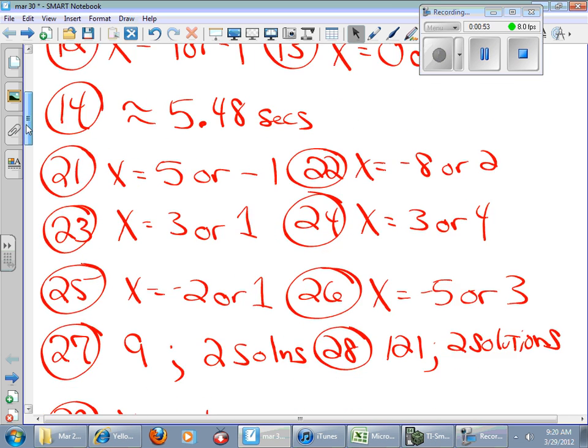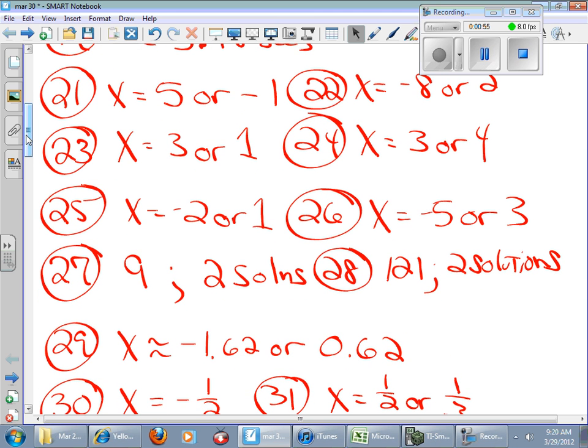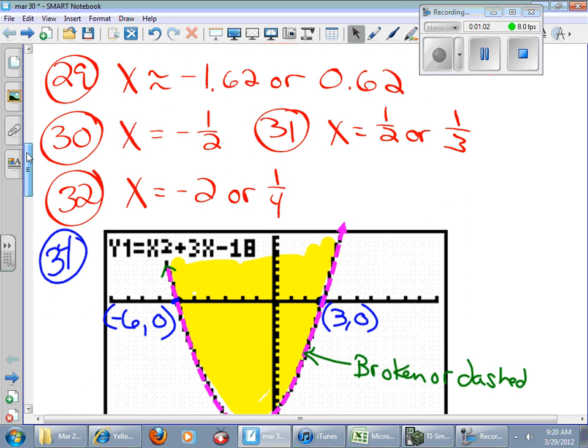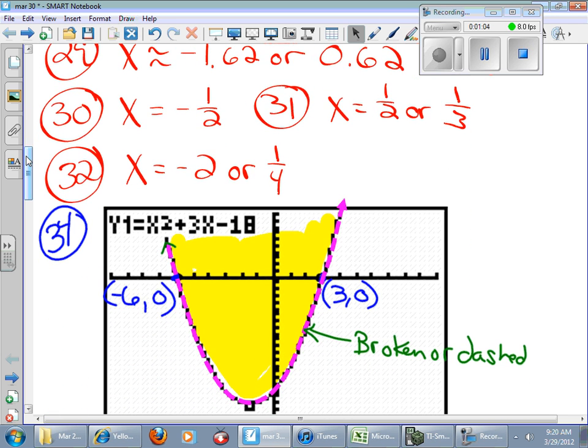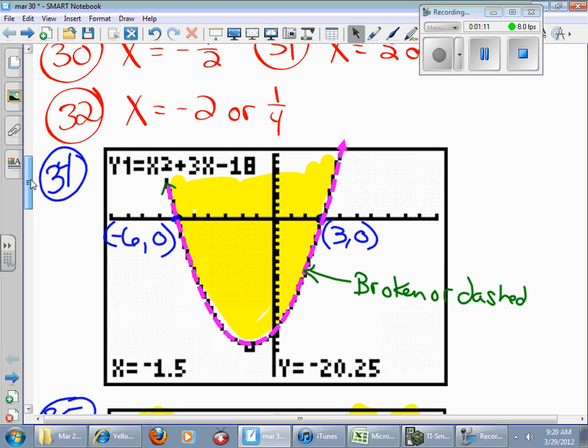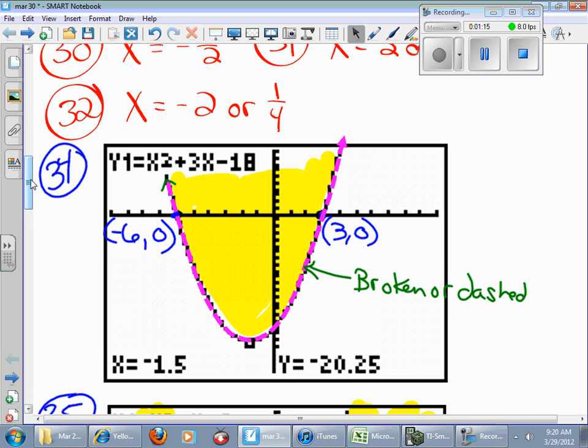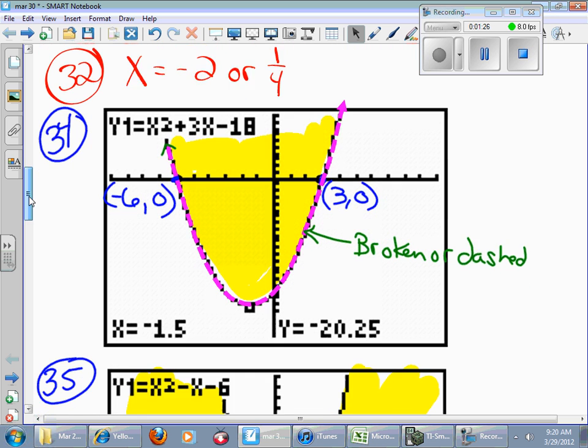All right, so you've probably had enough time to see those. And there's the next set. Again, if you need to pause it, go right ahead. Okay, there's 34. See, I indicated, oh, you can't see my vertex. There it is. -1.5, -20.25. And there's the zeros, and I did the shading, and I made sure you knew it was a broken line. I wasn't sure, broken parabola. I wasn't sure how it would look on the answer key.